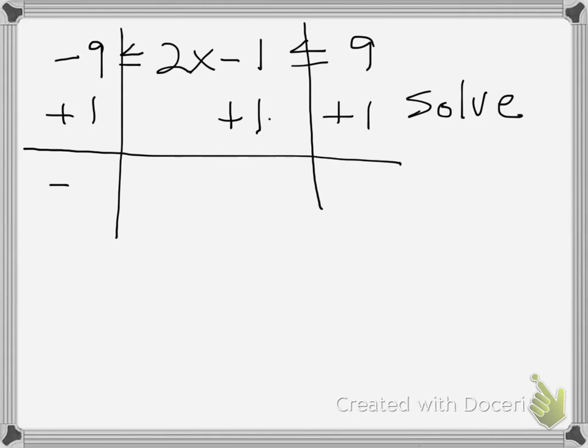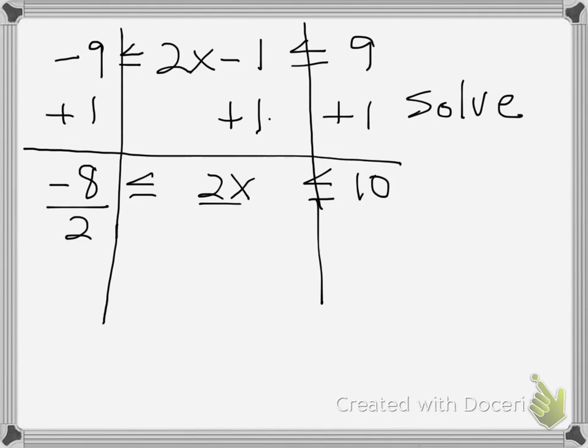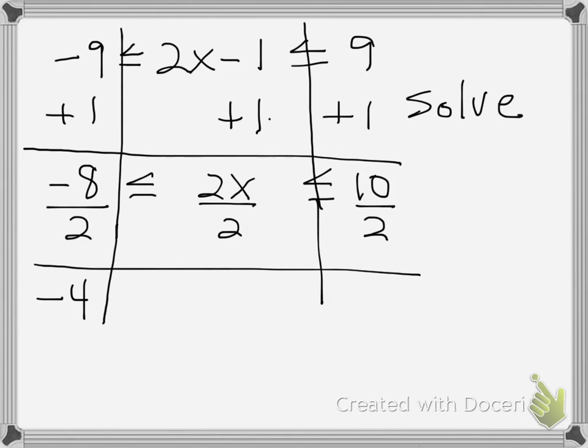All right, so this is negative 8 is less than or equal to 2x is less than or equal to 10. I'm not finished yet because x isn't by itself, so I'm going to divide everything by 2. That gives me negative 4 less than or equal to x less than or equal to 5. As usual, x is by itself, which means I am completely done. That is solved, and that is my solution.